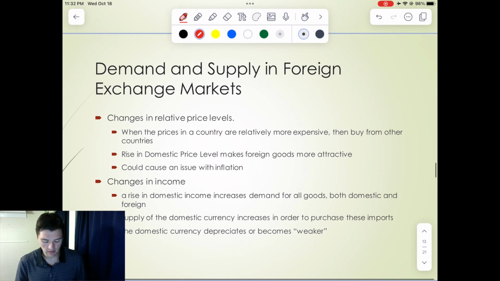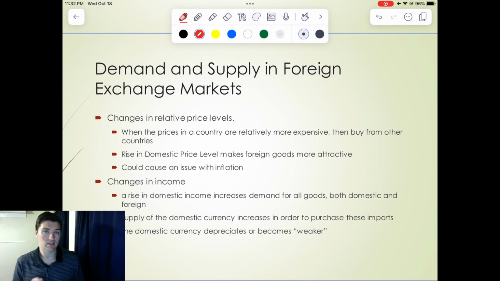Something else that could change the exchange rates would be a change in price levels. As a consumer, you want to buy at the cheaper price. So wherever it is cheaper, that is where you buy it. So when the prices in a country are relatively more expensive, you buy from other countries. Let's say for the US, their prices are higher, maybe because aggregate demand is higher, which increases the price level. So prices are higher in the US. Now, this means it's cheaper to buy from other countries. So you're going to demand from the other countries.